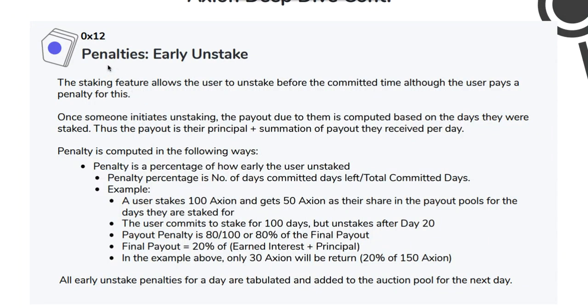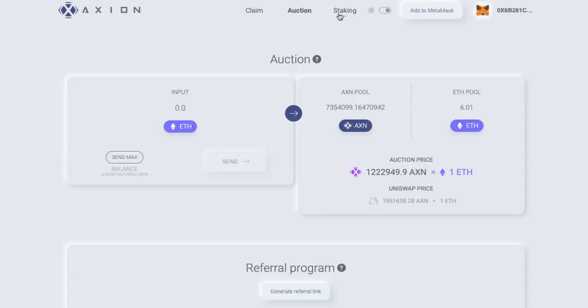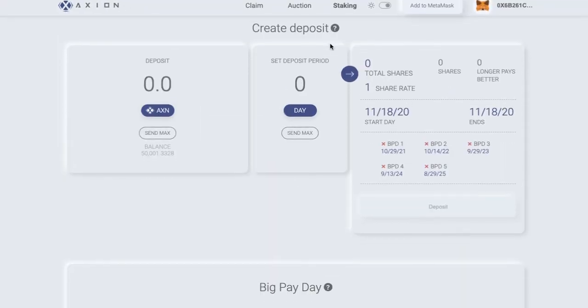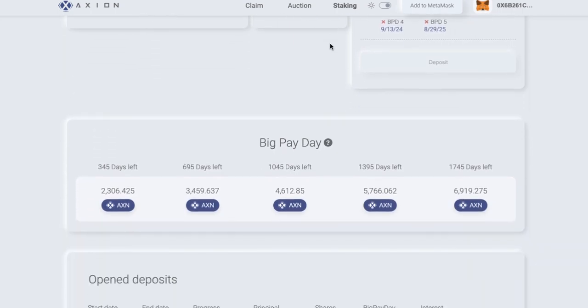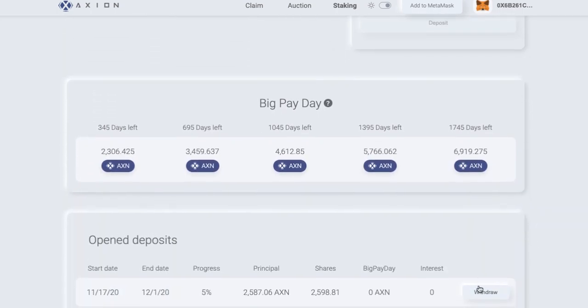So in this video I wanted to quickly look at penalties for early unstaking. For those of you who have made a stake, you've staked some Axion in there to get a return over any particular period of time, one day up to 5,555 days, which is 15 years. Anyone who's done that, it's really important to know your early unstake penalties, so you need to be careful. If we jump back to the staking, you just need to know that if you do a withdrawal here and unstake it, then your Axion principal will be at risk. So you just need to be careful.